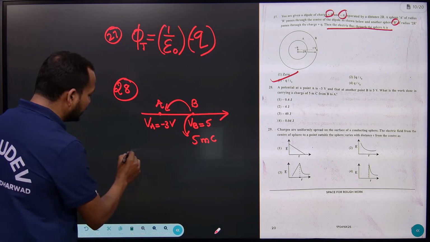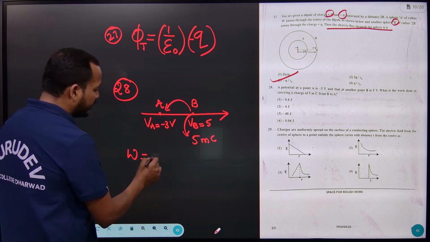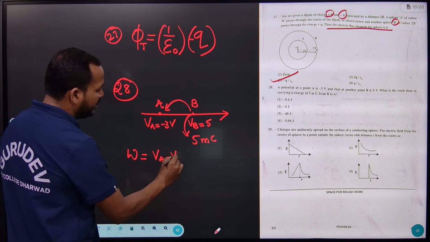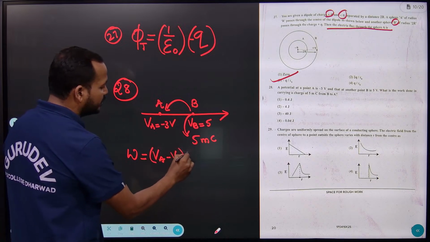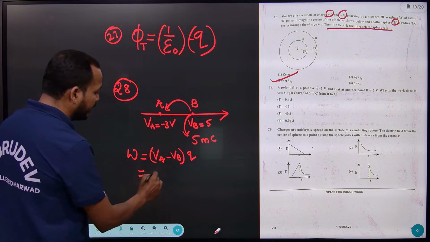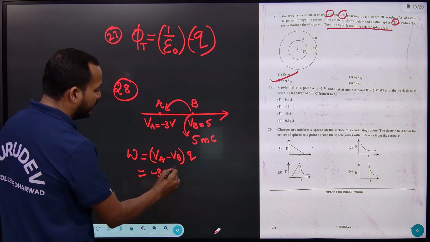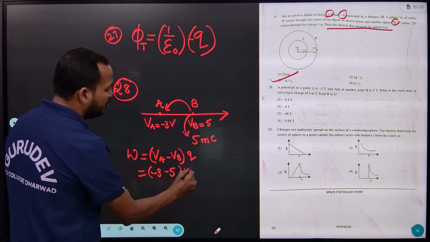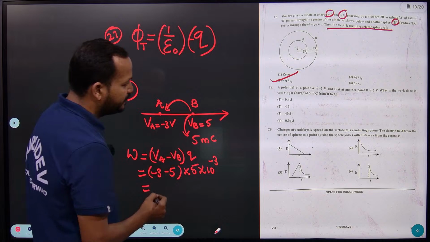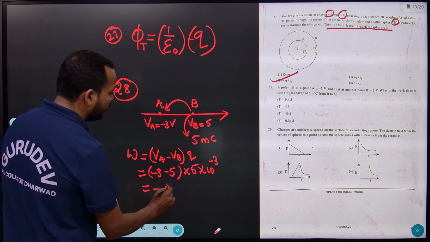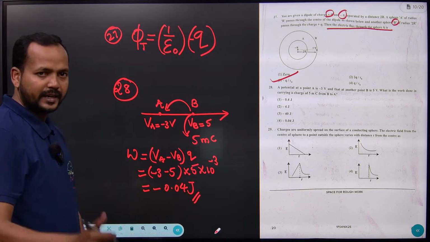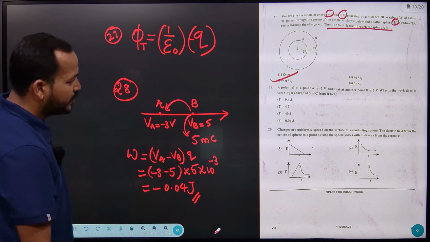So that work done is given by potential difference, that I can write as VA minus VB into charge Q. So if you substitute the values, you will get VA is minus 3 minus of 5 into charge value 5 into 10 to the power of minus 3 coulomb, then you are going to get minus 0.04 joules as an answer. So this is the work done. Okay guys? Yes. Next we'll move to the 29th question.